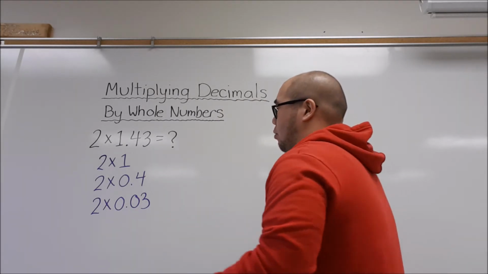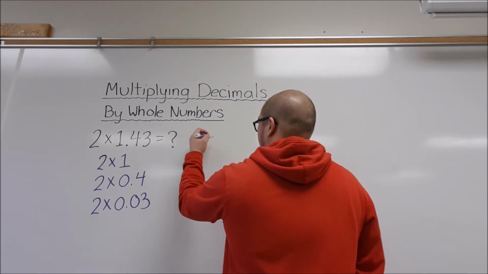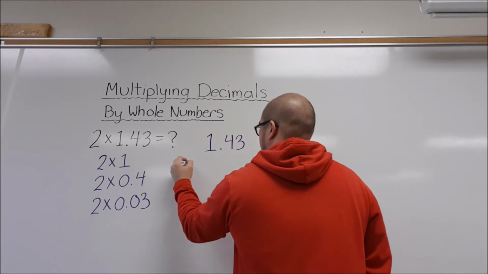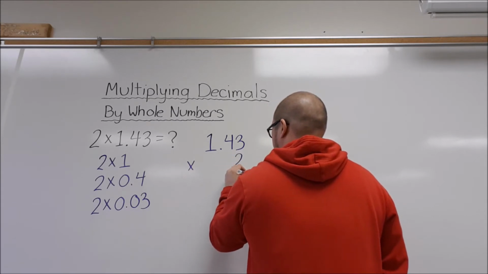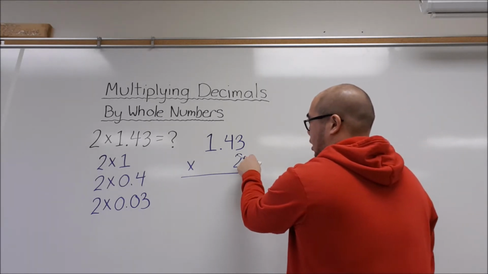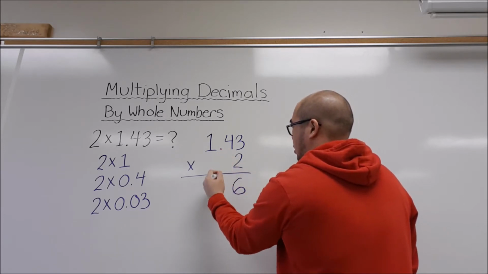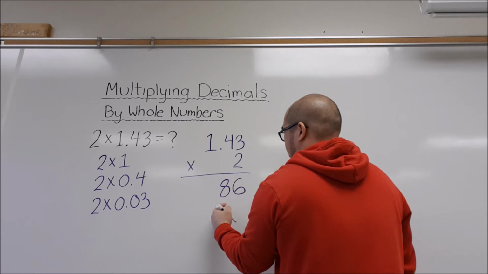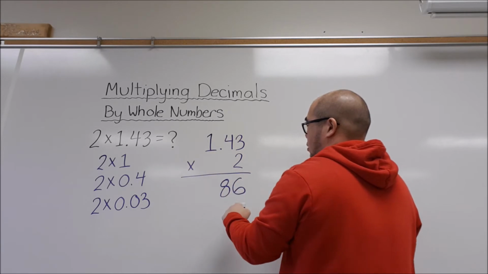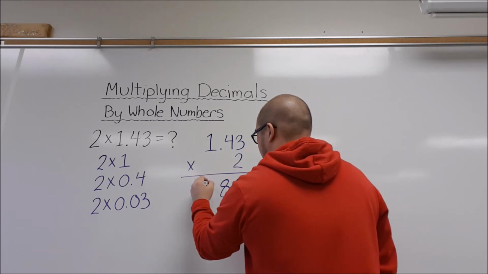So how do we do that? Well, I'm going to rewrite this another way to make things a bit easier for myself to see. I'm going to go 1.43 times 2. And from here, we're just going to do simple multiplication. 2 times 3 gives me 6. 2 times 4 will give me 8. But it goes into this place because I'm actually going 2 times 40 because it's in the tens place value, or the tenths place value. And then 2 times 1 is going to give me 2.